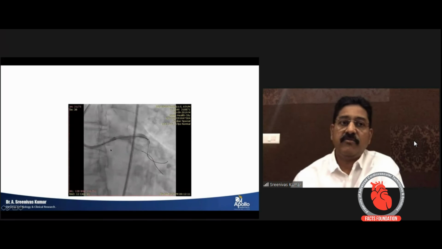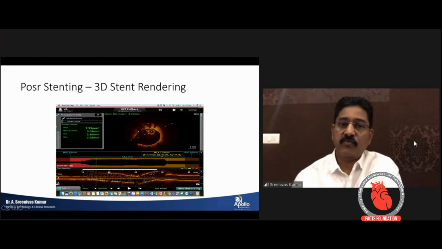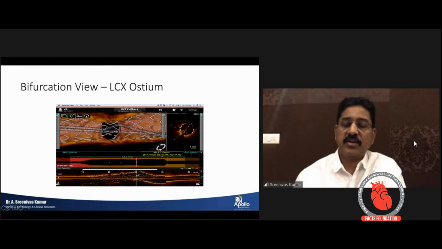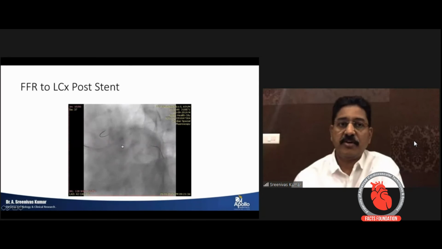So this is the 3D stent rendering view, and the fly-through views and other things. There's the bifurcation view. Ostium of LCX is seen very clearly. The recommendations now are that the struts should be dilated a little, but flow was good, and the ostium of LCX was seen very clearly in the OCT.